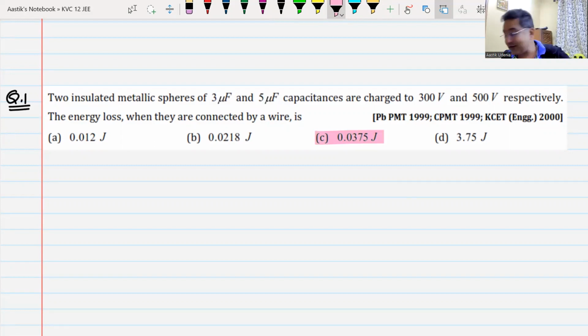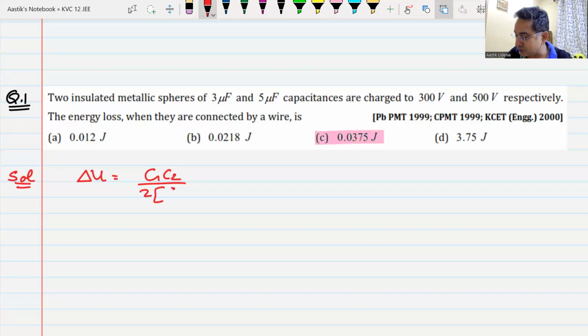So you must be wary about the units, my dear friends, and if you don't worry about the units, you will end up with such a thing. What you had to do was the energy loss in the form of heat is C1 C2 upon 2 times C1 plus C2. Remember, C1 and C2 are in microfarads, my dear friends, multiplied by V1 minus V2 whole square.